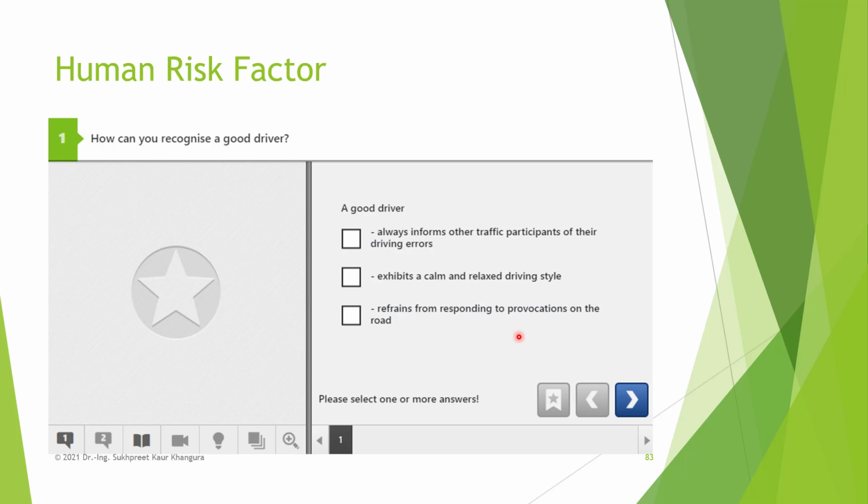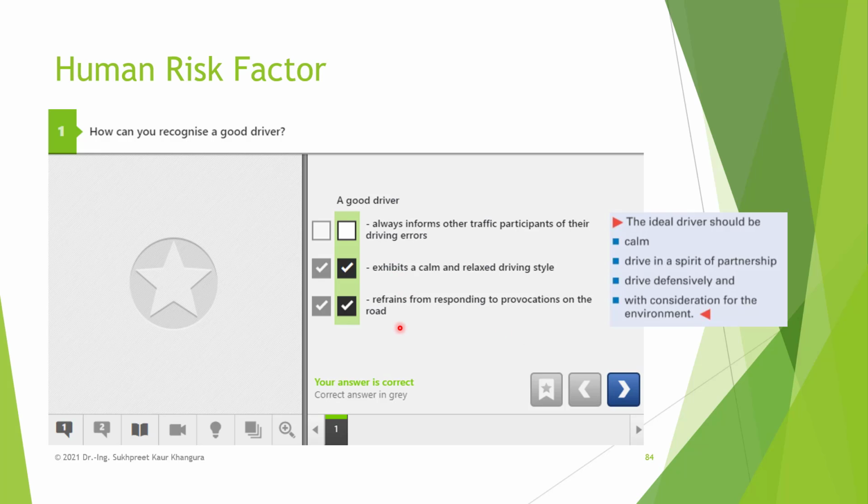Yes, this is correct. If somebody is provoking you, we have also seen in the previous question, right? Somebody is provoking you to have a car race. You should simply ignore such kind of behavior. So the last two options are the correct ones. Here we have completed our first chapter, Human Risk Factor.